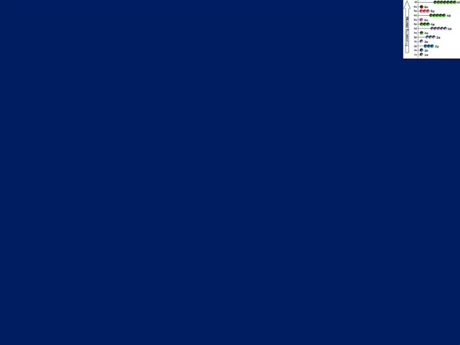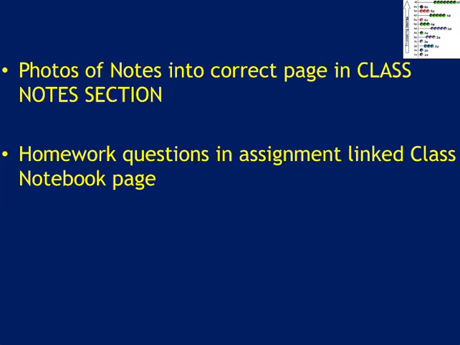So that brings us to the end of today's lesson. You need to put photos of your notes into the correct page in the class notes section. There is no link in the assignment to it. You just open up OneNote, find the class notes section, find the trends page, put in the photos of your notes, and then answer the homework questions in the assignment linked class notebook page. Where you clicked the link for the videos, there will be a class notebook page attached to that. Your homework questions go in there, and I am on Zoom for the duration of the lesson if you have any questions. Thank you.